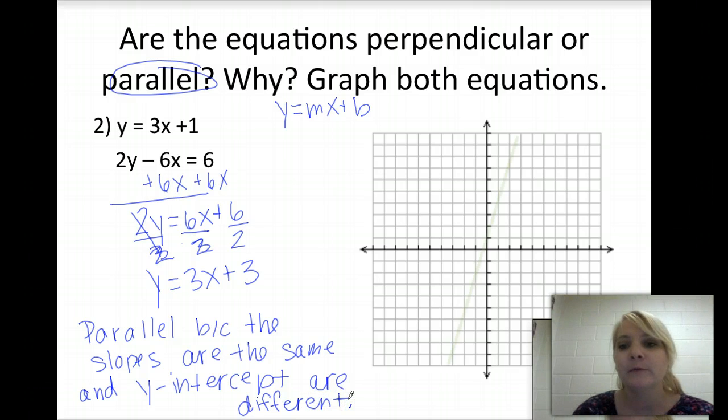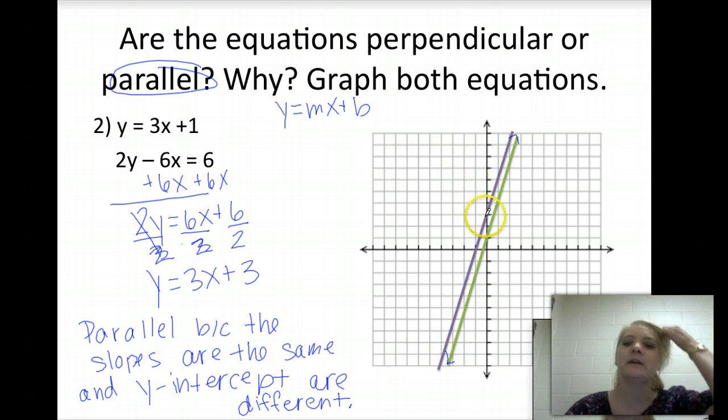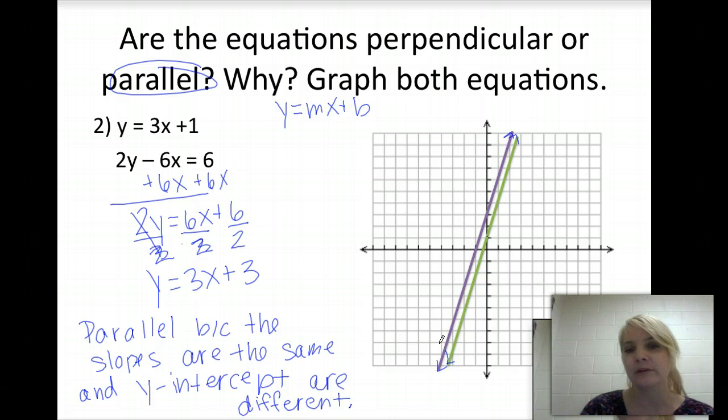And to graph the first one, we have a y-intercept at 1. We go up 3, 1, 2, 3, and over 1. Connect our dots. And our second equation, we have a y-intercept at 3. Go up 1, 2, 3 over 1. And as you can see, the purple and the green line will never intersect. So these are parallel lines.